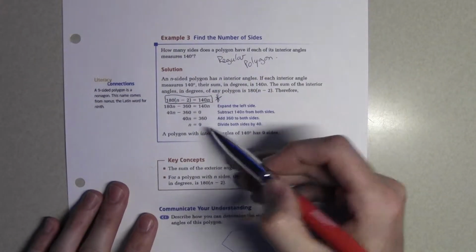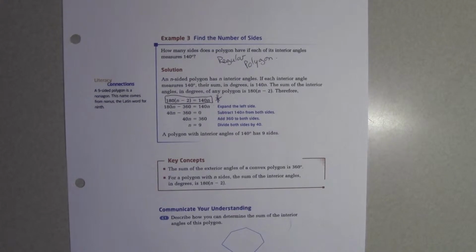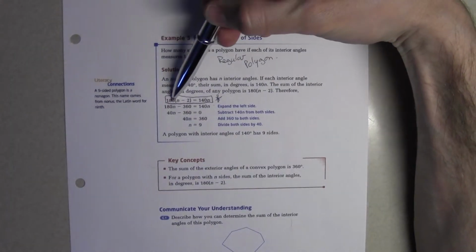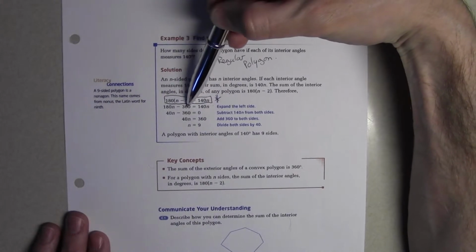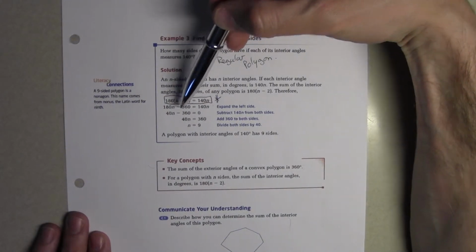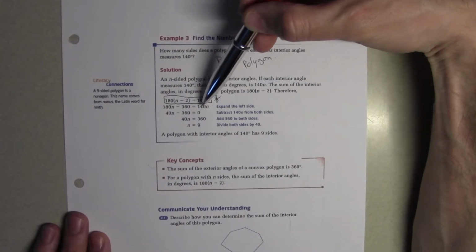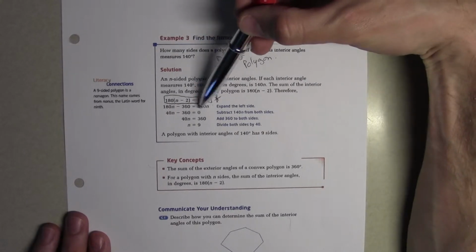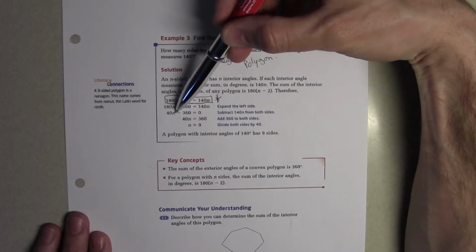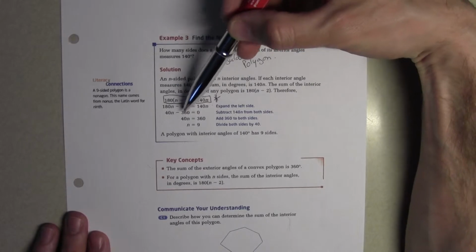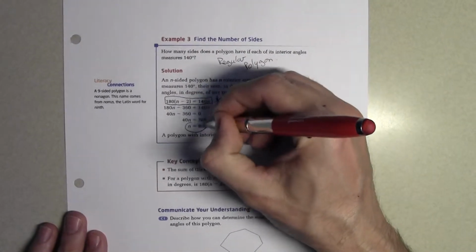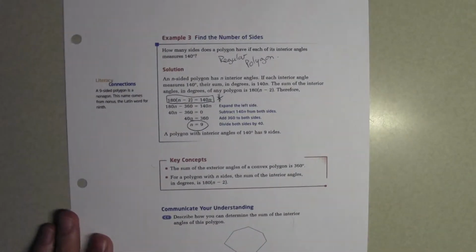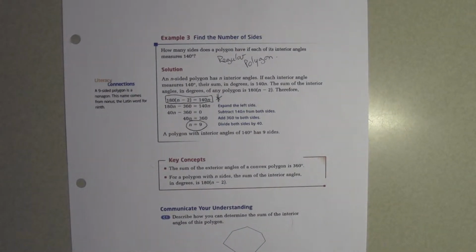This stuff here is just review, right? So now we're going to use the distributive property: 180 times n, 180n, 180 times 2 is negative 360. Now we're going to gather like terms. So the 140n moves over to the left side, becomes negative. 180 minus 140 is 40. And the 360 moves to the other side, that becomes positive. We solve for n, and n is 9. The polygon that we're referring to then has 9 sides. Any questions?